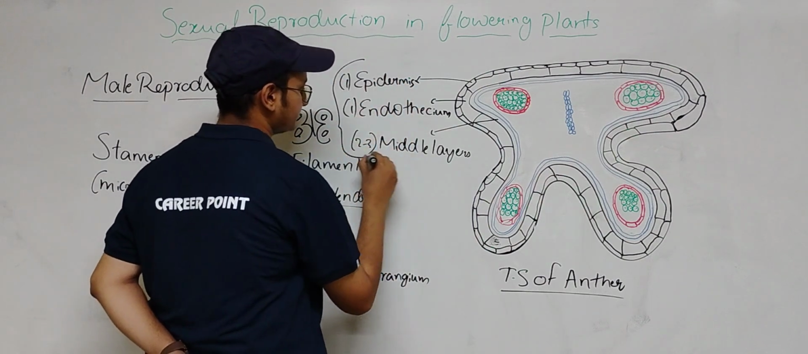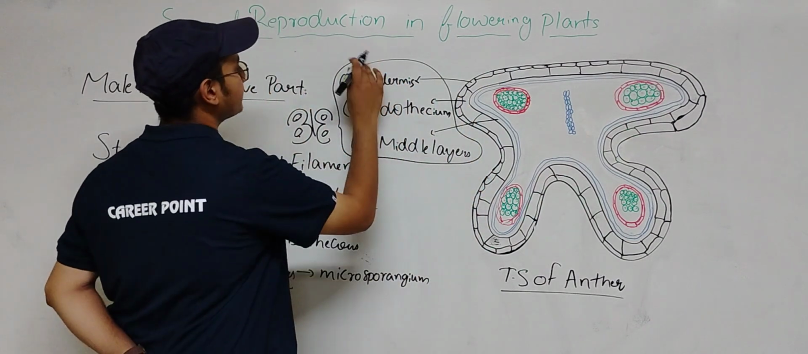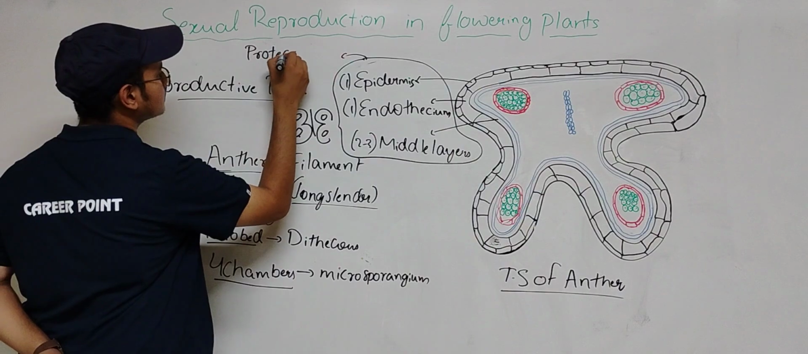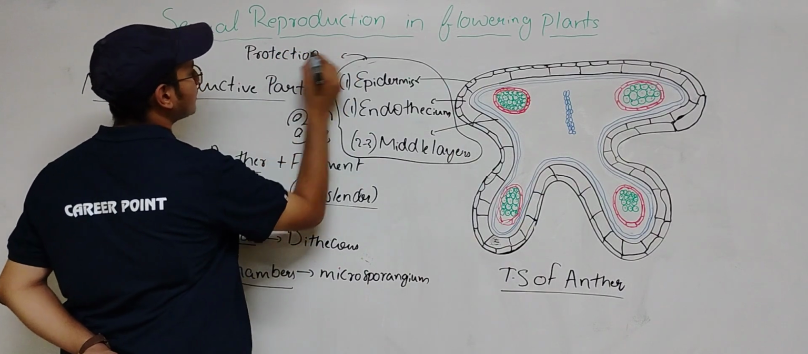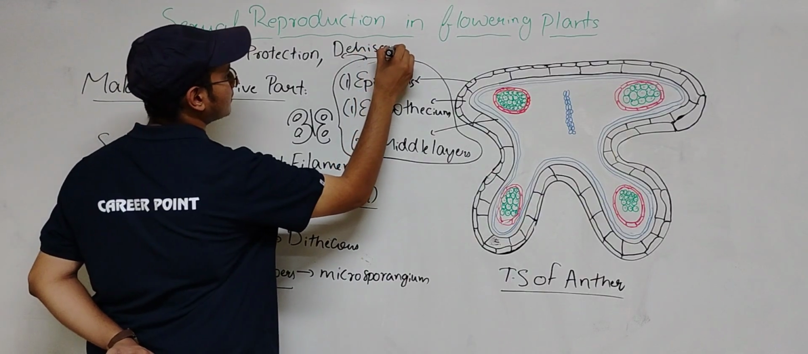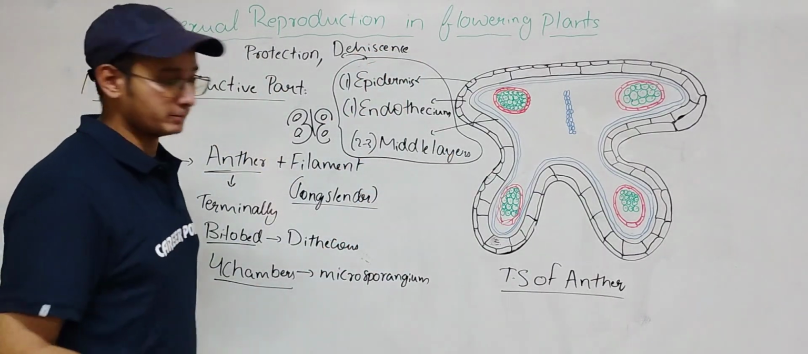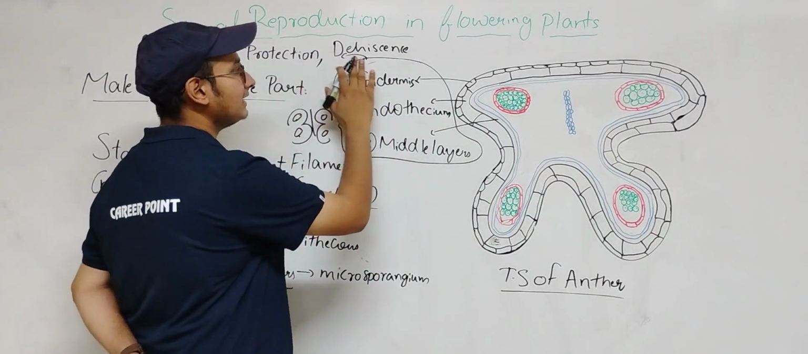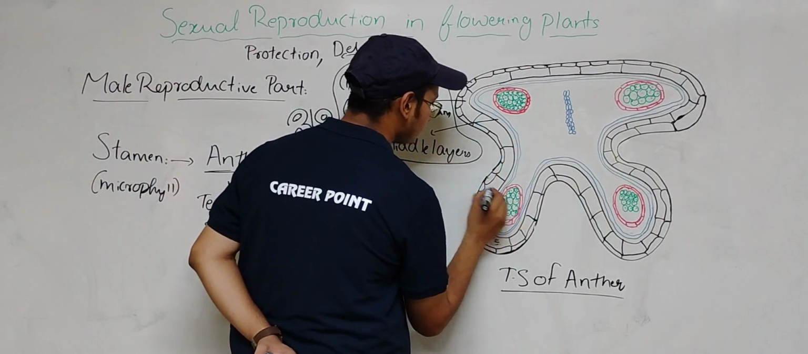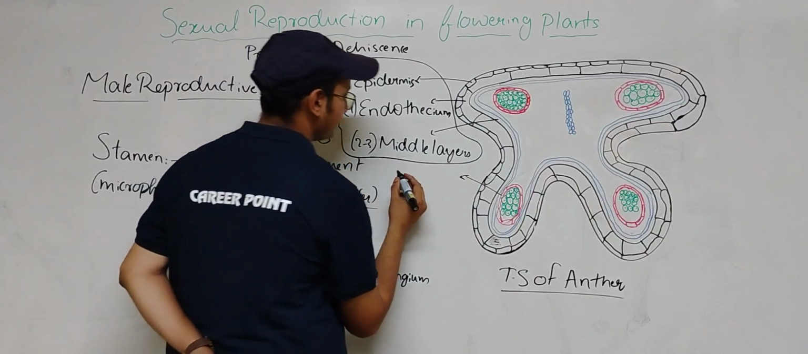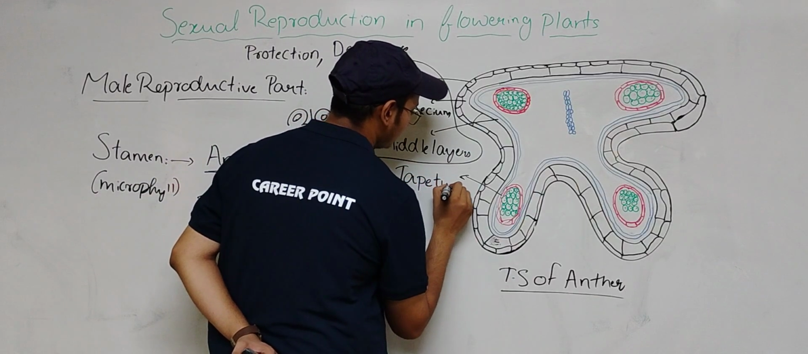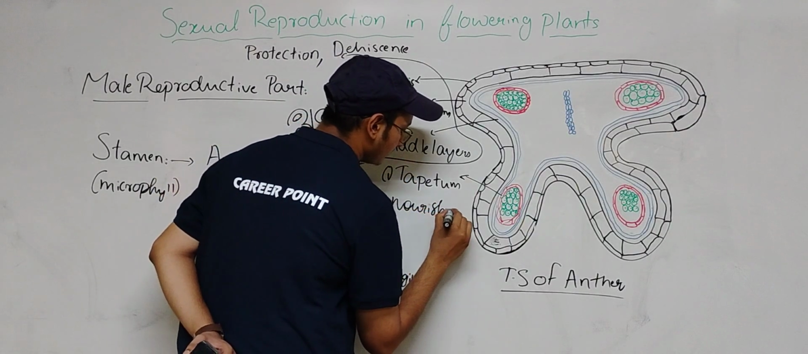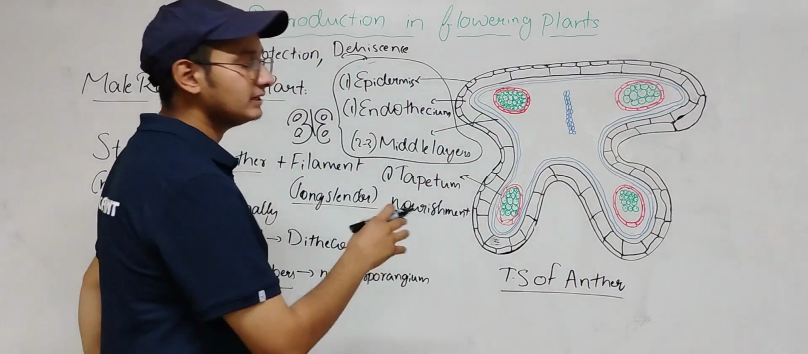All these 3 are helpful in protection and dehiscence. Dehiscence of pollen grains means release of pollen grains. So, all these three layers, epidermis, endothecium and middle layers, all are helpful in protection and dehiscence. But there is one more layer called tapetum. This layer is also single. This helps in nourishment. It supplies nutrients and food materials to the inner cells.